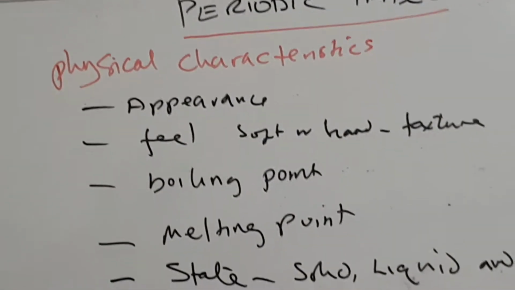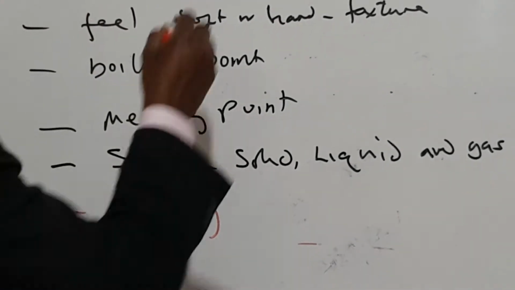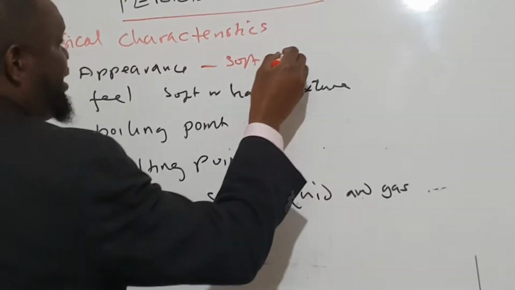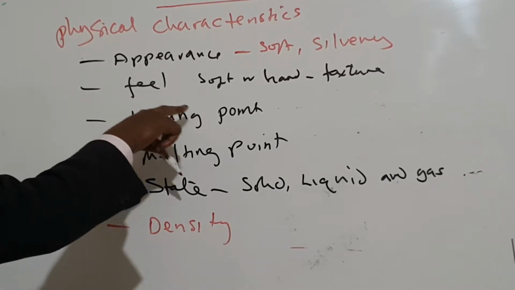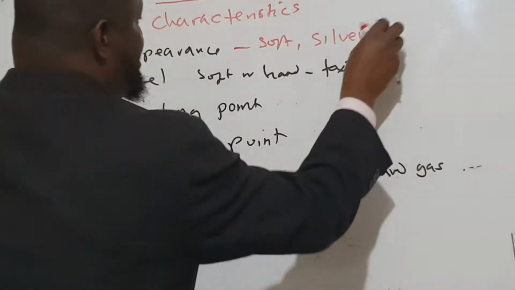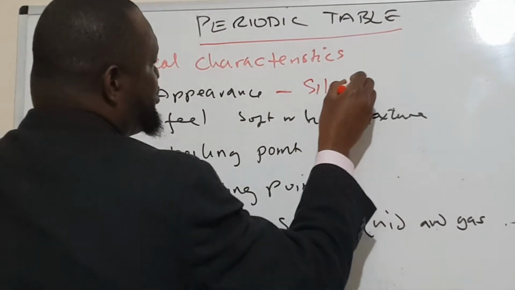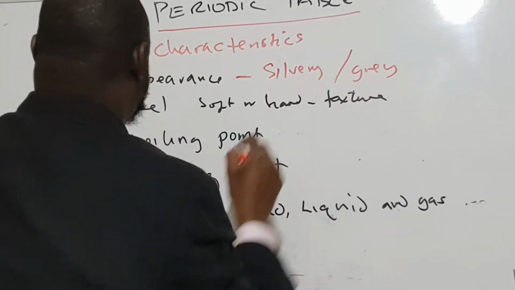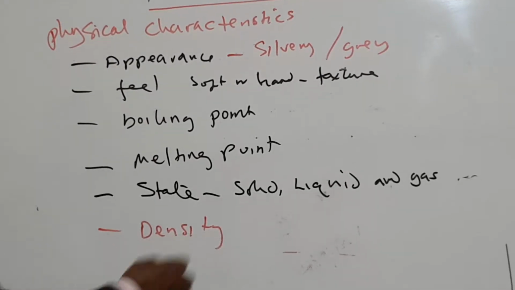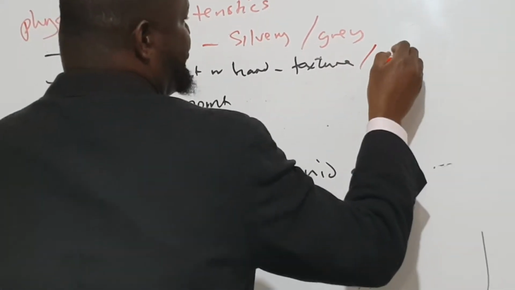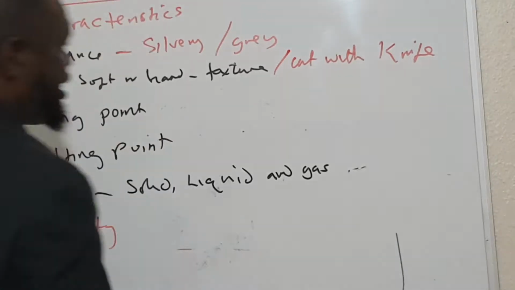So when they ask you to describe group 1 metals, you're going to describe them in terms of their appearance. Look here. They are soft and silvery. So I already put how they feel, soft, and how they appear, silvery or gray. Some are soft, some are hard. You can cut them with a knife. These are important for you to know. You can cut them with a knife.